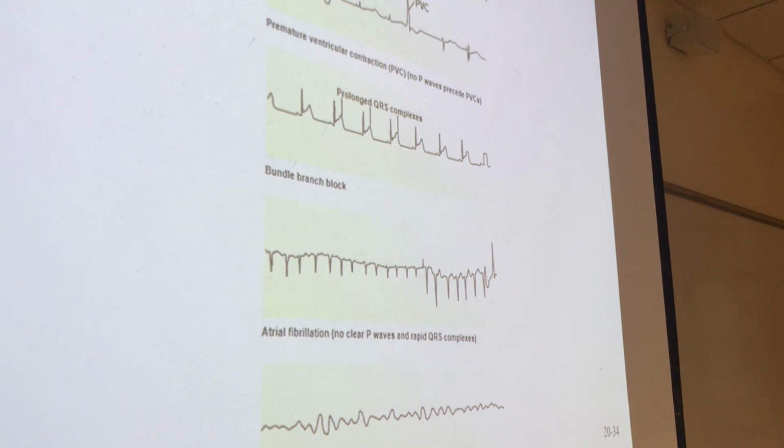Right here, you have a QRS but no P wave. So what happens with a heart block is there's no more communication. The SA node should be driving everything, right? It should be causing a P wave. Then it should be stimulating the AV node.